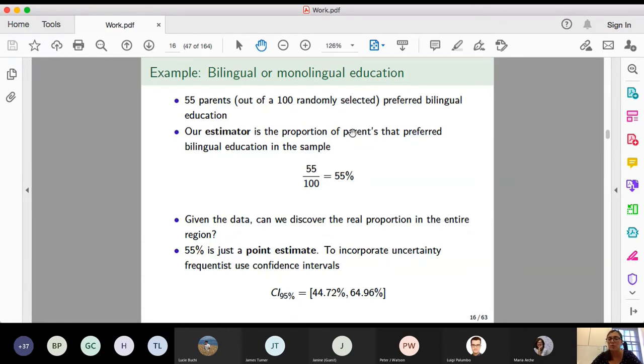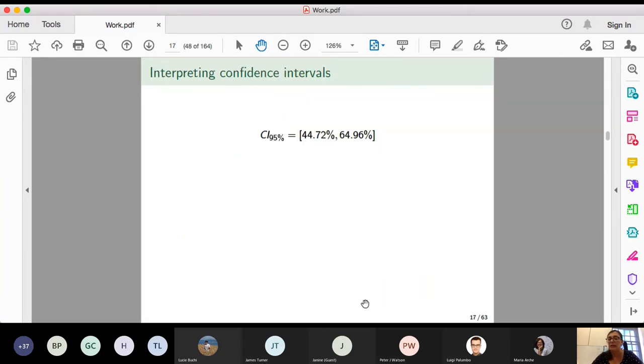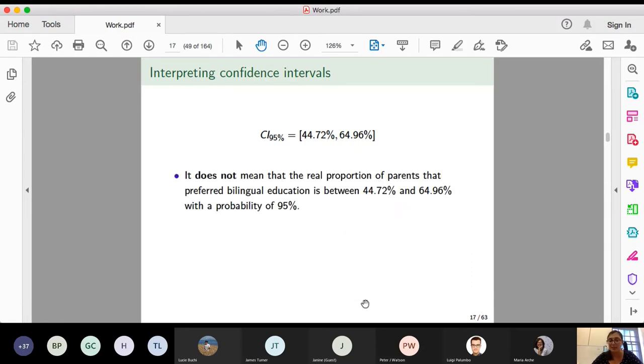I'm sure you have used them for your own research at some point, or you know about them. So for this toy example, the 95% confidence interval for the proportion of parents that prefer bilingual education is more or less 45% to 65%. Okay, 44.7 to 64.9. Now the problem is, how do we interpret this confidence interval?